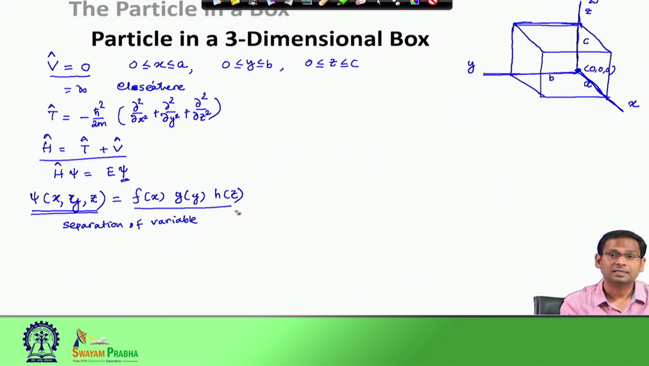assume that the wave function can be expressed in terms of three functions, one which will consider the x direction alone, another which will take care of the y dimension, and the third which will take care of the z direction. So, this separation of variables is an approximation we are assuming, and then we would show that by making this assumption, we do not run into any trouble, and we perfectly satisfy all the boundary conditions of this problem that are required to be satisfied.